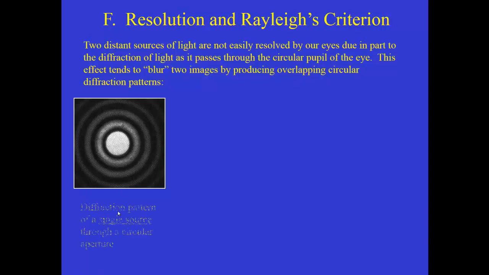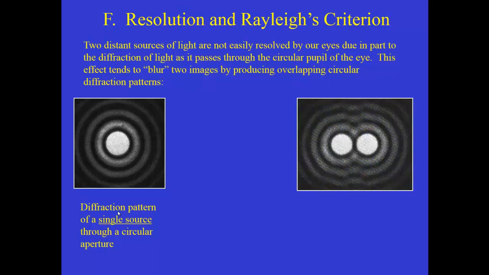Now imagine, by contrast, that you have two sources, where the light from both sources comes through your pupil. You would see two of these patterns, but if the two sources are far enough apart, you would actually be able to resolve them as two distinct sources. So there's overlap in the patterns, but anyone who looks at this pattern would recognize that it comes from two different sources.